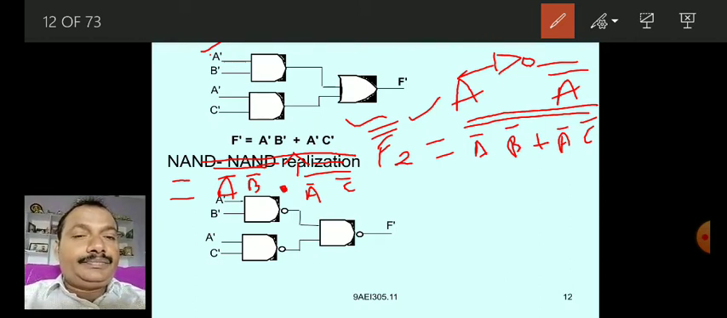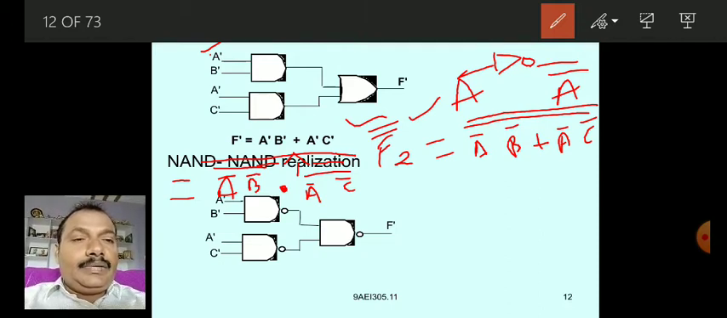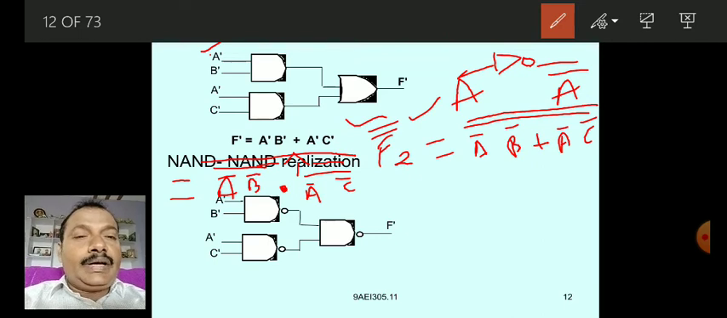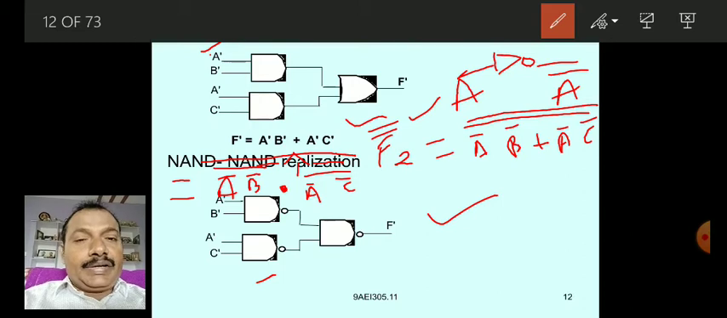So you can observe here: for A bar B bar, one NAND gate is required. For A bar C bar, another NAND gate is required. And those two outputs you give to another NAND gate. So finally you get the actual implementation.